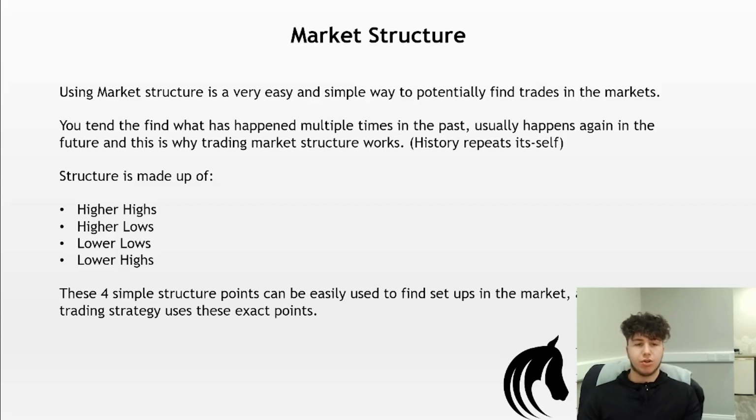In terms of market structure, you are looking at higher highs, higher lows, lower highs and lower lows. Obviously there are patterns in between, but these are what the patterns consist of. It could be a trend direction change or a trend continuation. Whatever it is, we are going to go over it in this video. They're just four simple structure points that can easily be used to find these setups. Once you know how to identify the higher highs and higher lows, and how to follow them in the market, then you will potentially know when to buy and when to sell.